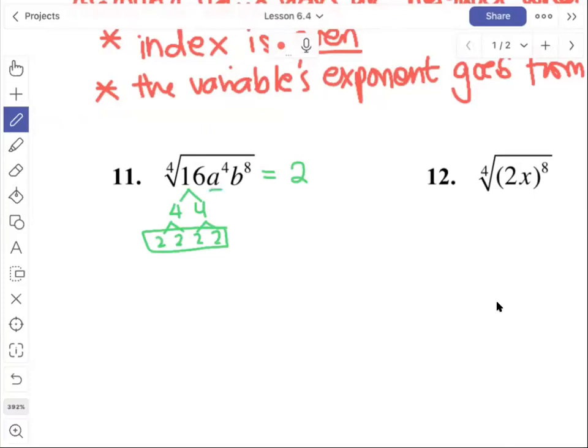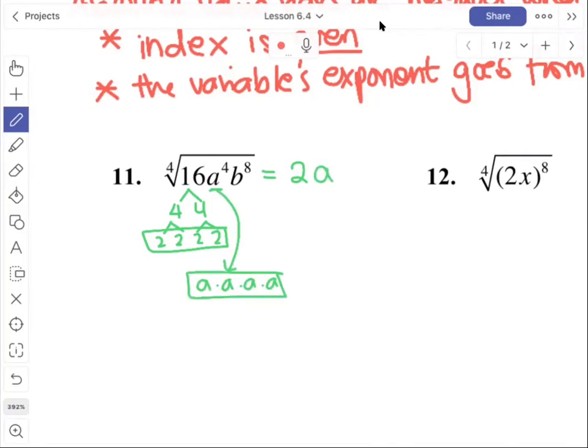A to the 4th. If I take the 4th root of a to the 4th, what would that be? This is a times a times a times a, right? So when you do the 4th root, what comes out? All the a's? So it just comes out to be 1. Oh, 1. Right? So kind of like with the 2s, this is a times a times a times a. You have a set of 4. So this comes out to be a.